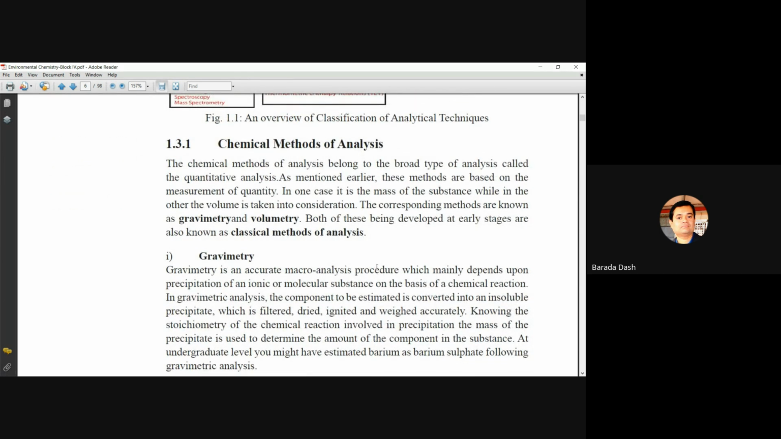Chemical methods of analysis belong to the broad type of analysis called quantitative analysis. As mentioned earlier, these methods are based on the measurement of quantity. In one case, it is the mass of the substance, while in the other the volume is taken into consideration. The corresponding methods are known as gravimetry and volumetry. Both of these were developed at early stages and are known as classical methods of analysis.